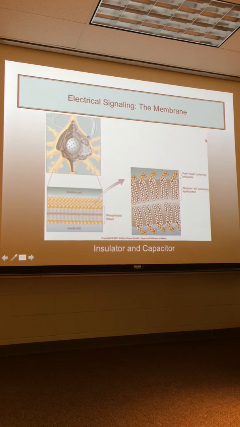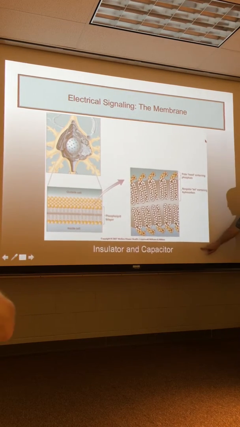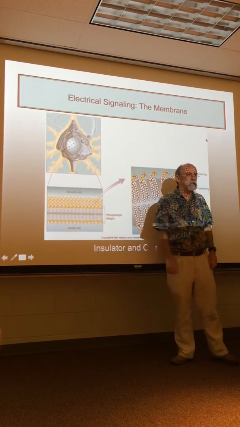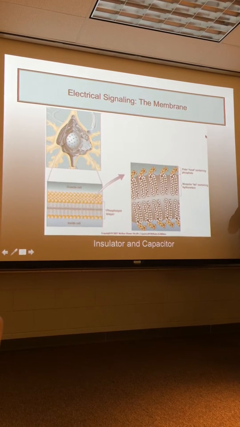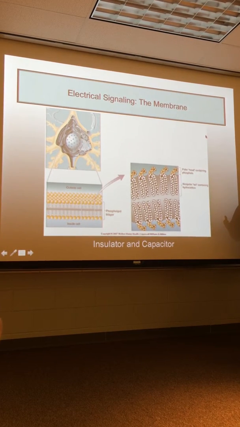Oh, I forgot to mention this down at the bottom. Okay, so sorry. Insulator and capacitor, what's that all about? So you have this membrane. It's by and large impermeant, certainly to charged things. It's hydrophobic, will go through, but by and large it's a barrier.